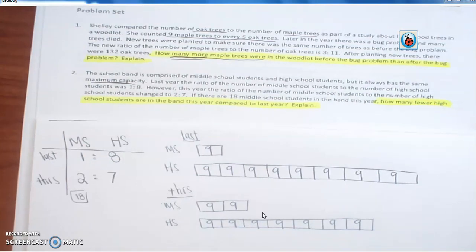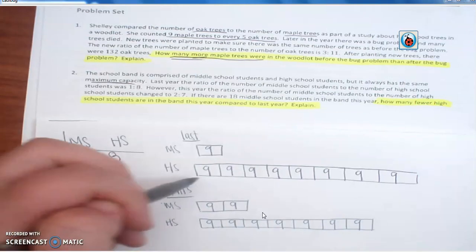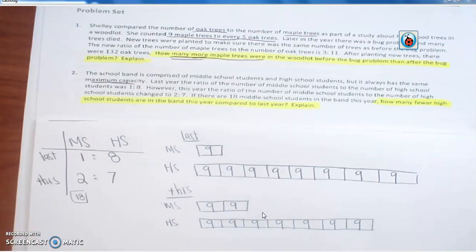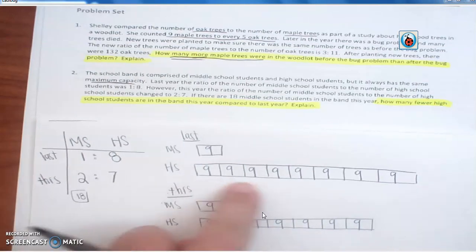Okay, we got our ratios, we did our division, we drew our tape diagram, we put something in every box of our tape diagram. Okay, now we just need to figure out what they are asking us to do. Remember we talked about they want to know about high school. How many high school students this year compared to last year? Okay, how many fewer? How many did we lose? Okay, you could look at your tape diagram and actually answer this pretty easily. They want to know how many less are in high school band this year compared to last year.